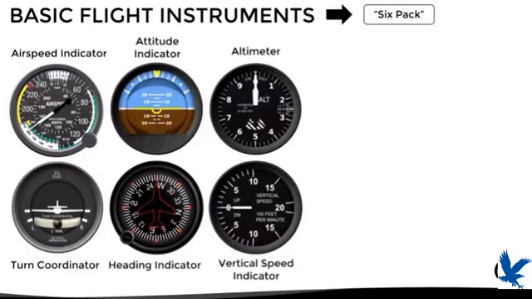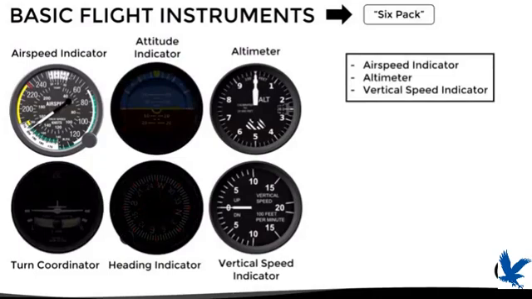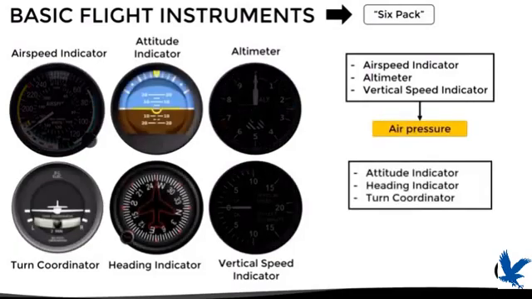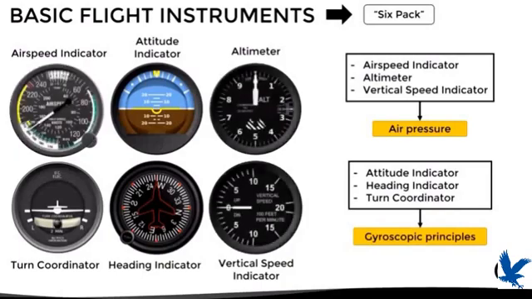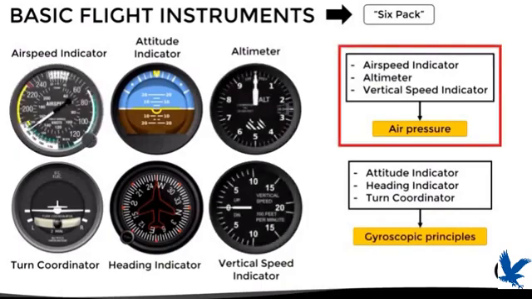However, it is not enough just to know what information these instruments give us and how to interpret it, but also to know how they work, that is, their principle of operation. In this case, 3 of these instruments, specifically, the airspeed indicator, the altimeter, and the vertical speed indicator, use air pressure to give their readings. While on the other hand, the attitude indicator, the heading indicator and the turn coordinator rely on gyroscopic principles to work. In this particular video, we are going to focus on the system that allows to measure the air pressure to power these 3 instruments, which is known as the pitot-static system.